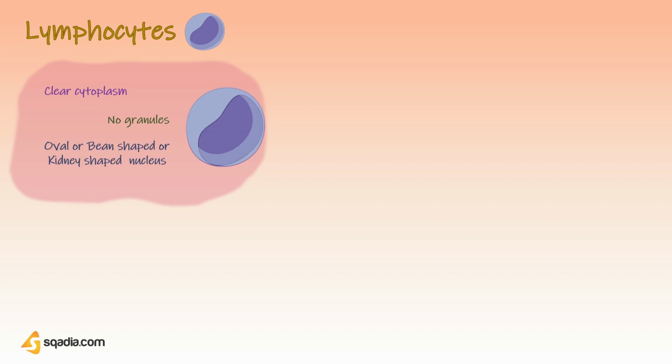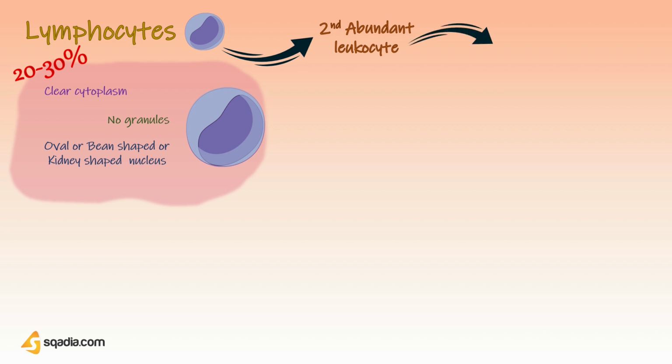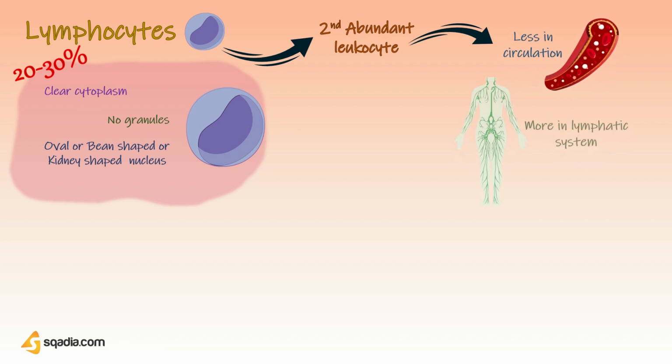Lymphocytes make up between 20% and 30% of circulating leukocytes. That makes them the second most abundant leukocytes in the blood, after neutrophils. Circulating lymphocytes represent a very small fraction of all lymphocytes. At any particular moment, most of the body's lymphocytes are in other connective tissues and organs of the lymphatic system.